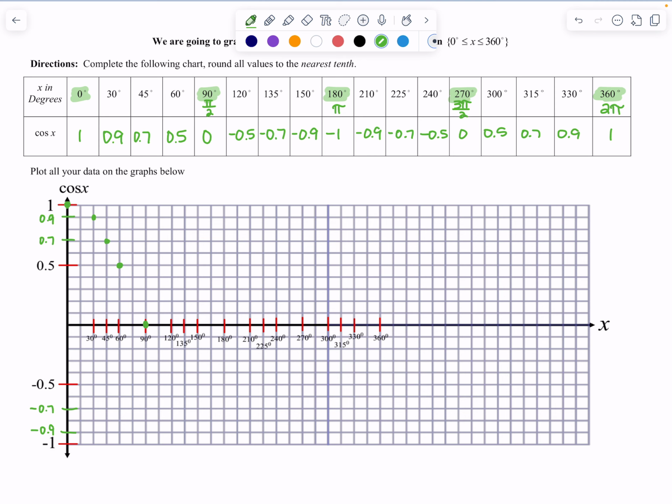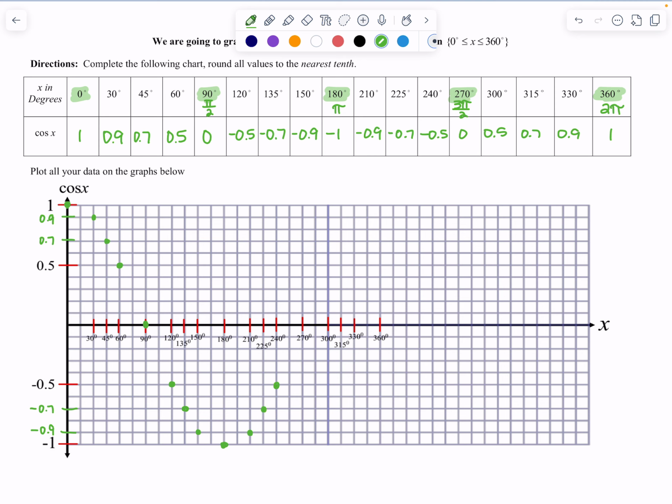Now we can see it on the graph. For 120, it's down at negative 0.5. 135, it's down at negative 0.7. 150, it's down at negative 0.9. It's at negative 1 for 180. Now we're going into quadrant 3 angles. So for 210, cosine is still negative, still negative.